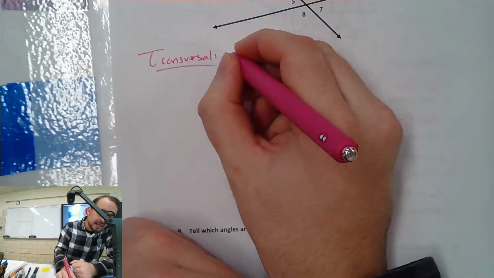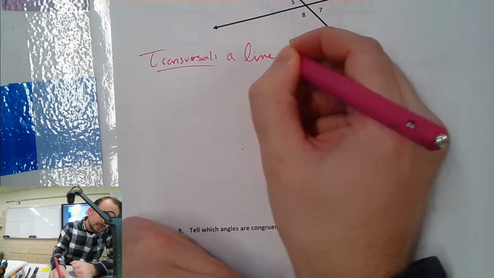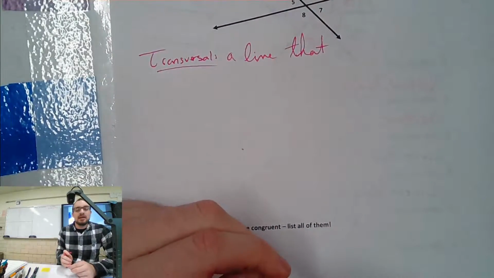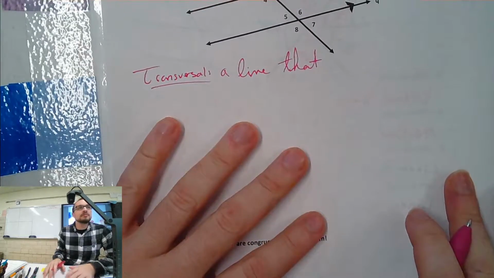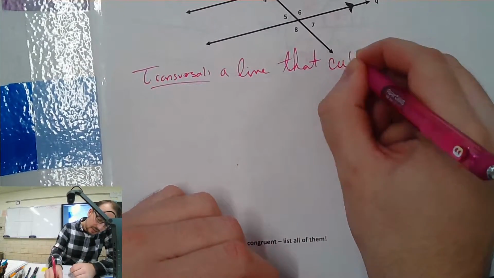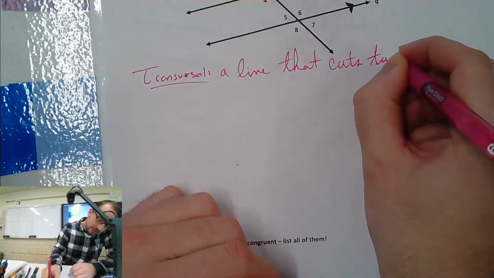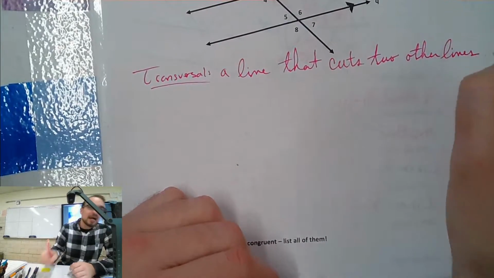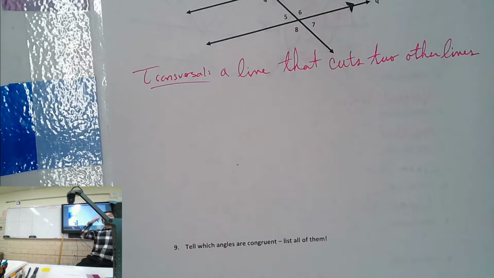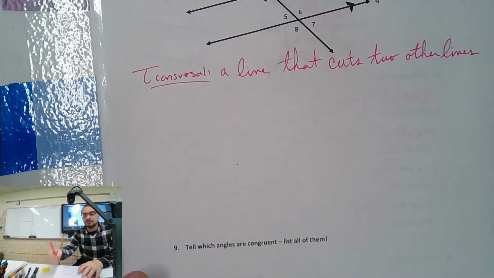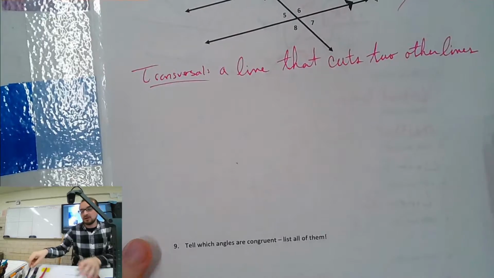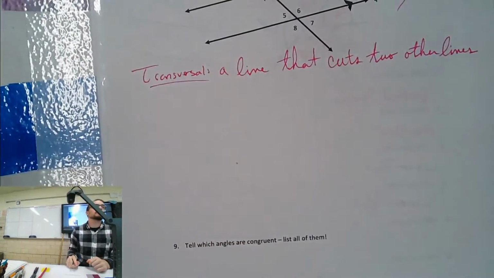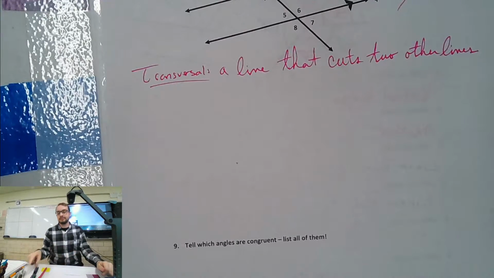It's a line that does what? Hannah, what does it do? A line that does what? Cuts through two lines. Cuts two other lines. Parallel lines? Nope, they don't have to be parallel. The magic happens when they're parallel. That's when all the other theorems pop up. But even if we have two lines that obviously aren't parallel, this blue line is still a transversal. It's just not as cool.